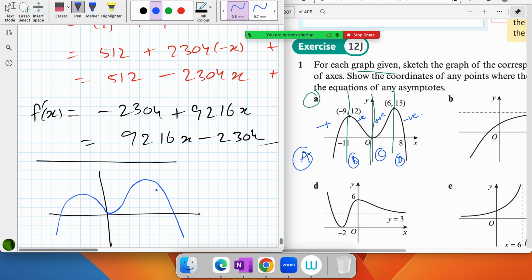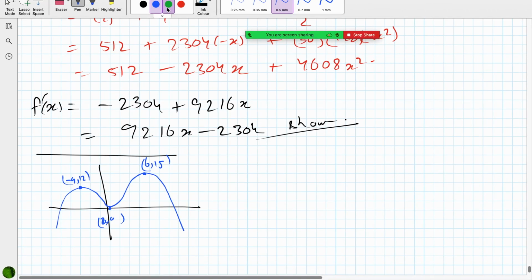There are 3 points in this case: first is minus 9 comma 12, second is 0 comma 0, third is 6 comma 15. These are the three turning points, and we have to sketch the gradient function. So we know we have turning points right on these three vertical lines, dividing the graph into section A, section B, section C, section D. In section A, the gradient is positive. In section B, the gradient is negative. In section C, the gradient is again positive. In D, it is again negative.